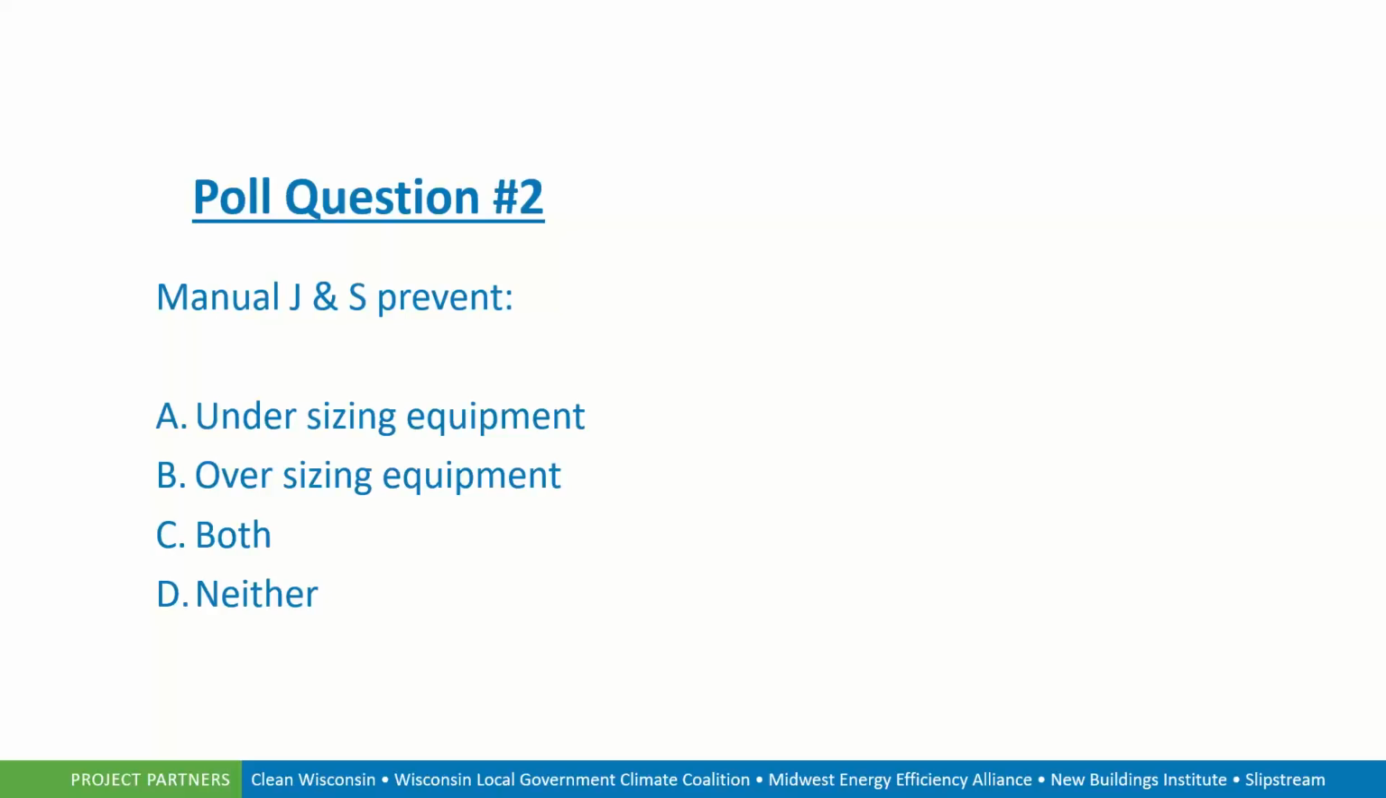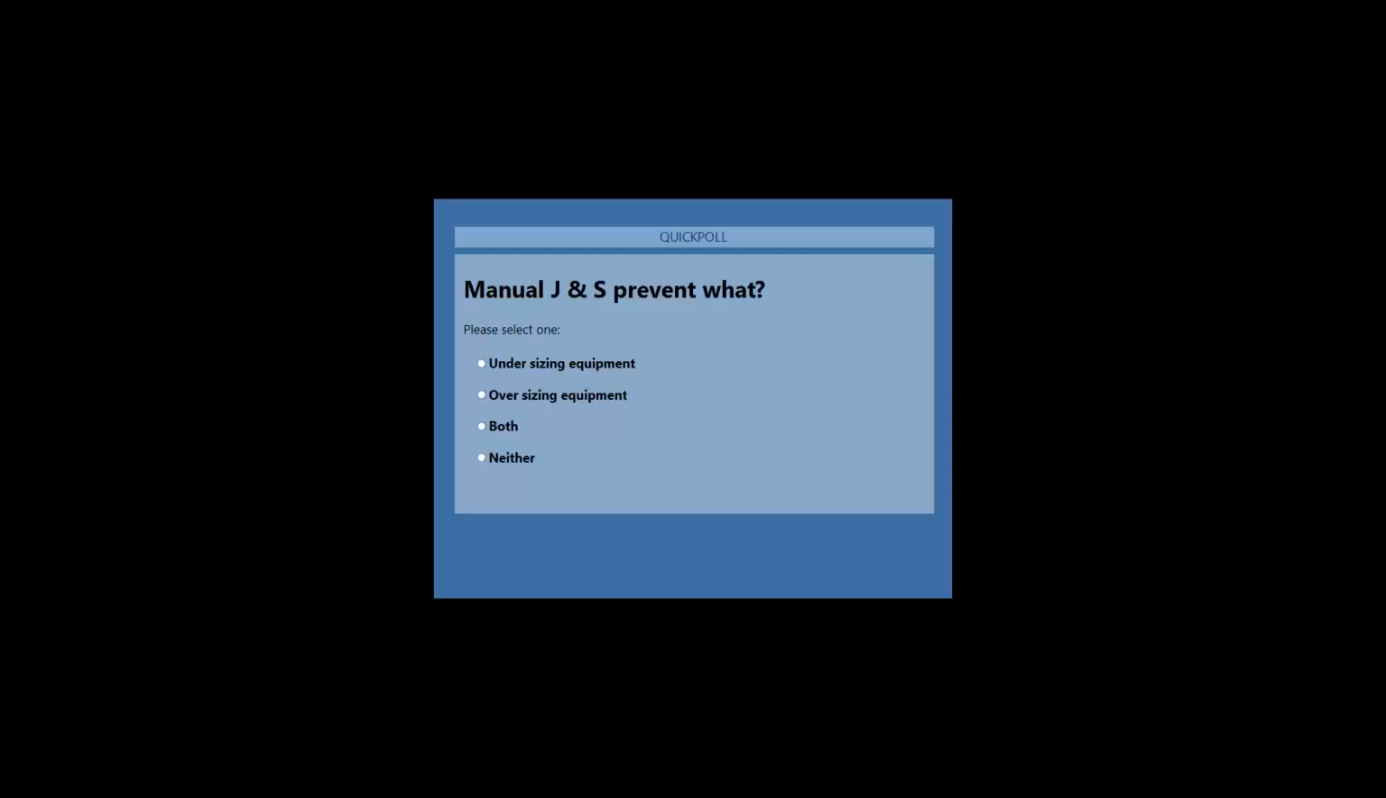We just talked about this. Should be relatively easy for you. Manual J and S prevent what? Undersizing of equipment, oversizing of equipment, both, or neither, depending upon how you look at that.